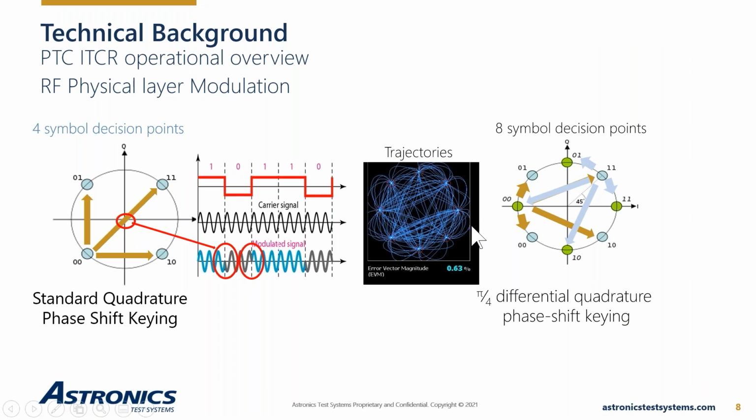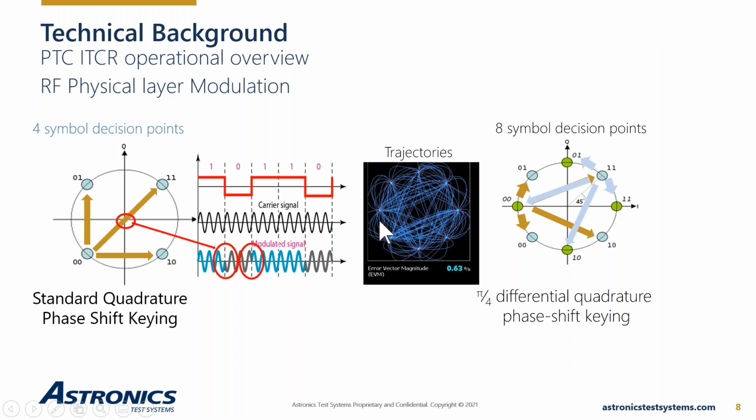But what that does do is it creates a little bit of confusion. So if you look, for example, at the constellation display, you appear to see 8 decision points, when in fact there are really only 4. And so when you're looking at our equipment, if you look at the eye diagram, you'll see what appear to be 4 decision points.